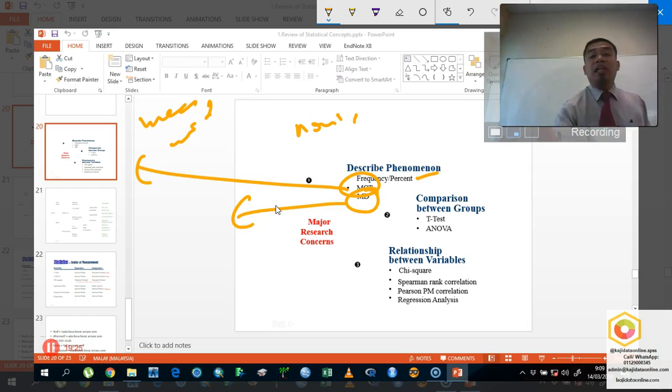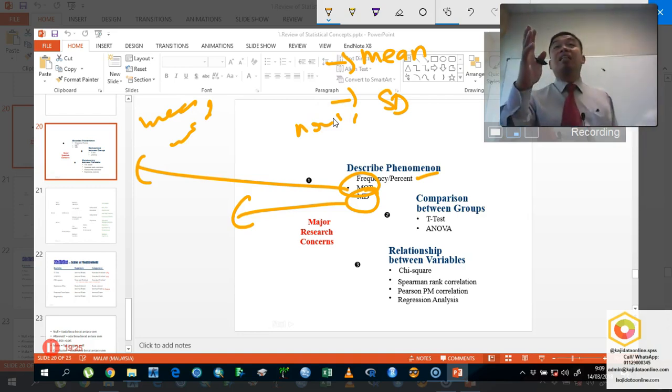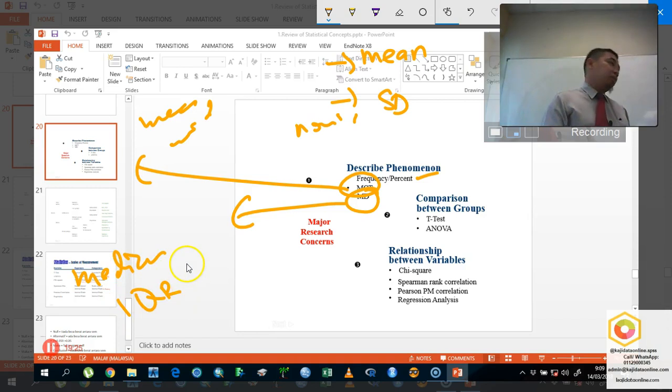If your data is normal, then you must present using the mean as the center and the standard deviation as the dispersion. Understand or not? If your data is normal, you present your findings using the mean as the center and the standard deviation as the dispersion. If your data is not normal, then you use the median as the center and the interquartile range for the dispersion. Never mind, I will describe this one by one after this.